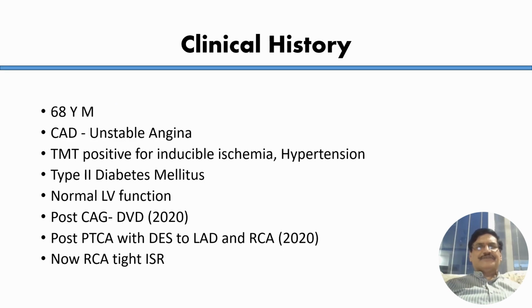The clinical history is as follows: a 68-year-old gentleman with risk factors of hypertension and diabetes, presented with rest angina. He has inducible ischemia in TMT, and his LV function is good. Angiogram showed two vessel disease in 2020, and he underwent angioplasty with stents to the LAD and right coronary artery in 2020. Presently he had an ISR of the right coronary artery, which is the index case for angioplasty.